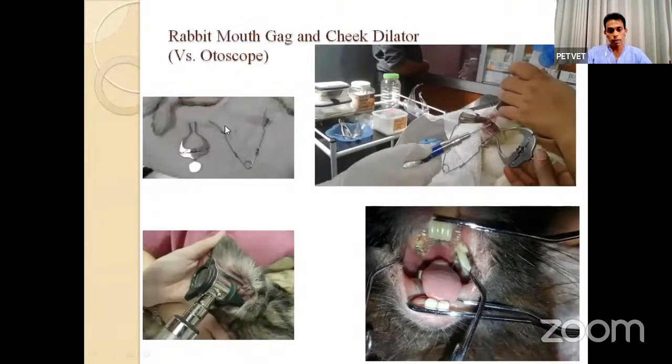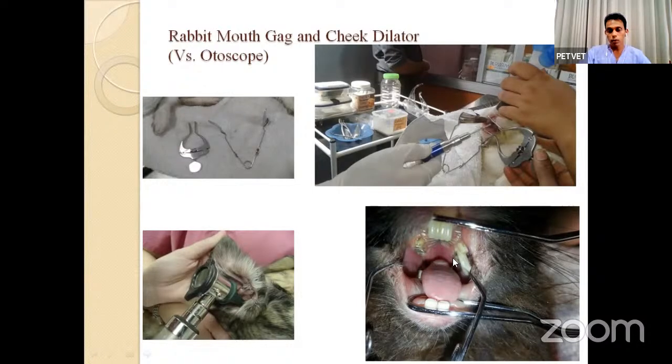So these two instruments will make your life really easier. This one is called the rabbit mouth gag, and this is the cheek dilator. So this you use to keep the mouth open, and this you use to keep the two cheeks out of the way. So this is how you place it. Now it's clear in this picture. To the two incisors, lower and upper, you insert this instrument, and then this knob you turn so that it gets widened and the mouth stays open.